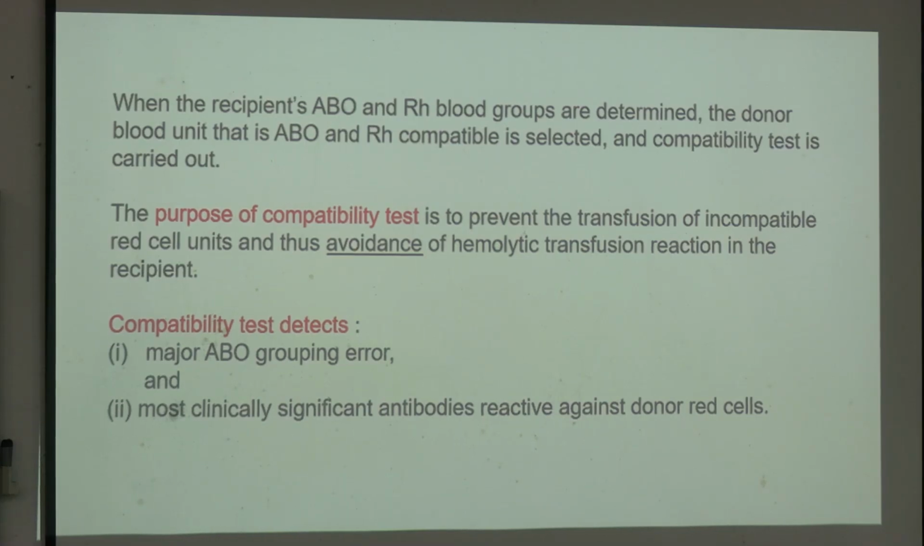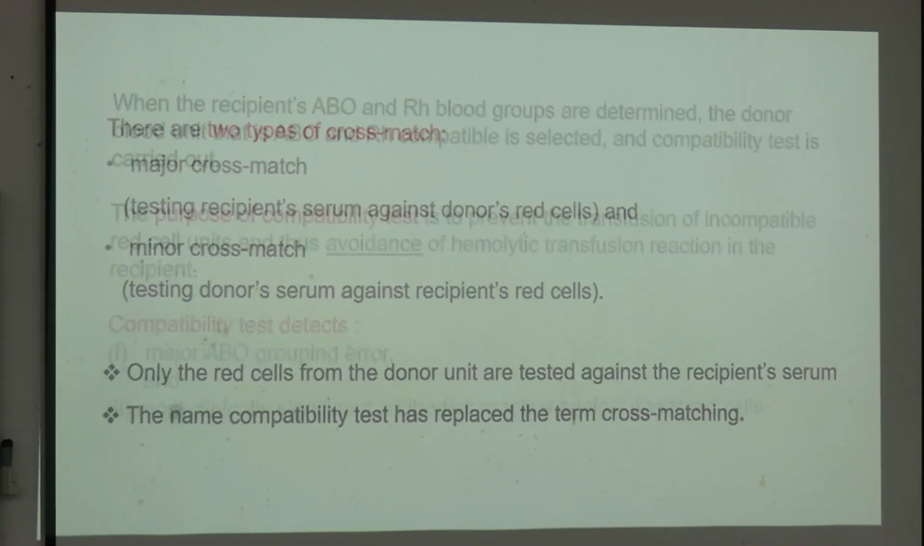That means we should not transfuse incompatible blood to any person, because that will cause hemolytic transfusion reaction in the patient. So the compatibility test detects major ABO blood grouping error and most clinically significant antibodies reactive against the donor cells.